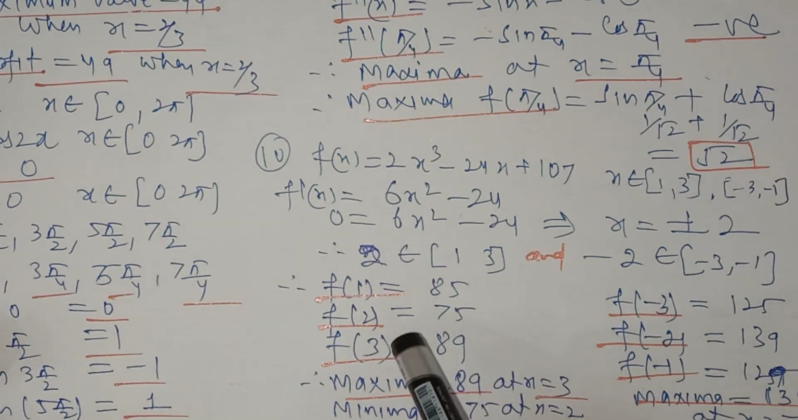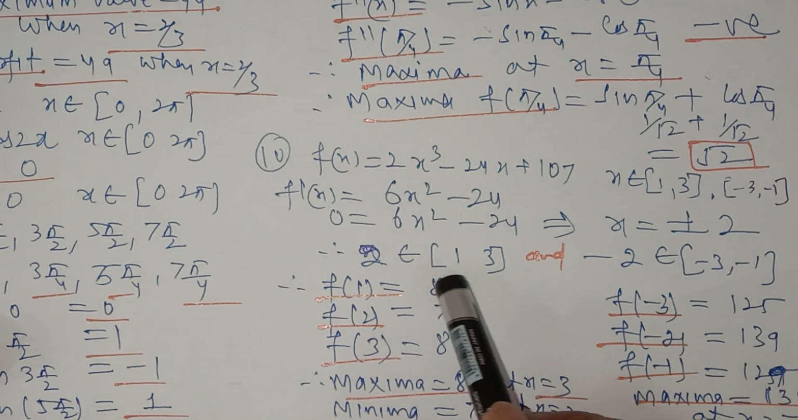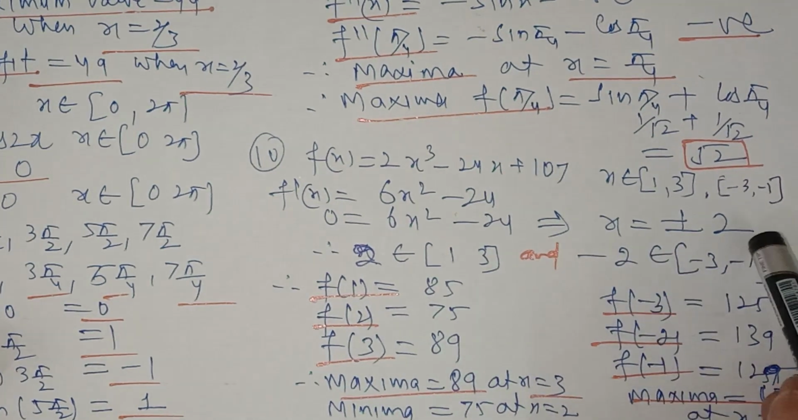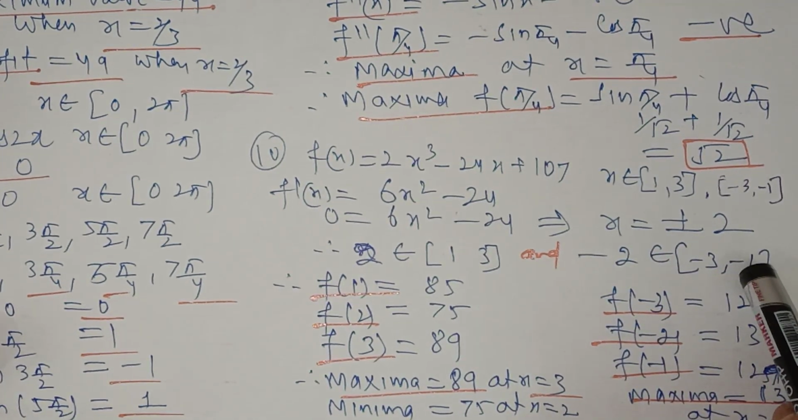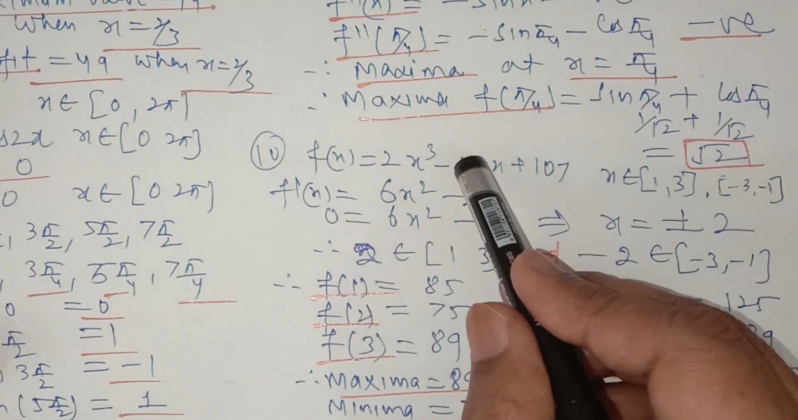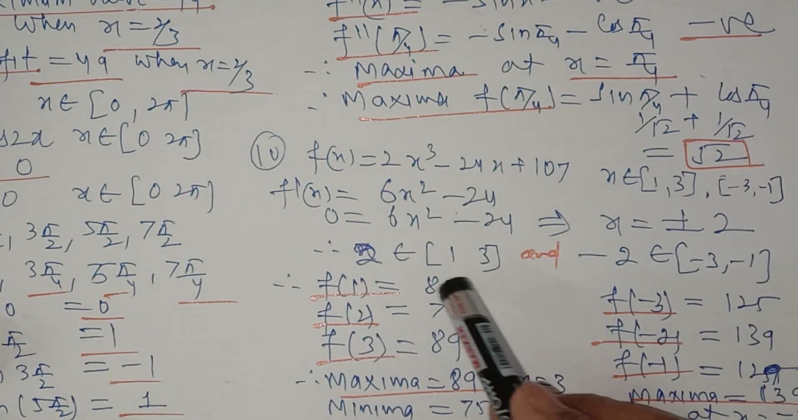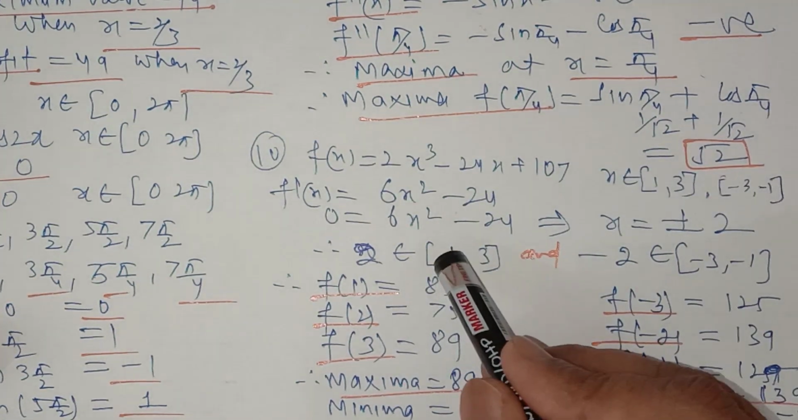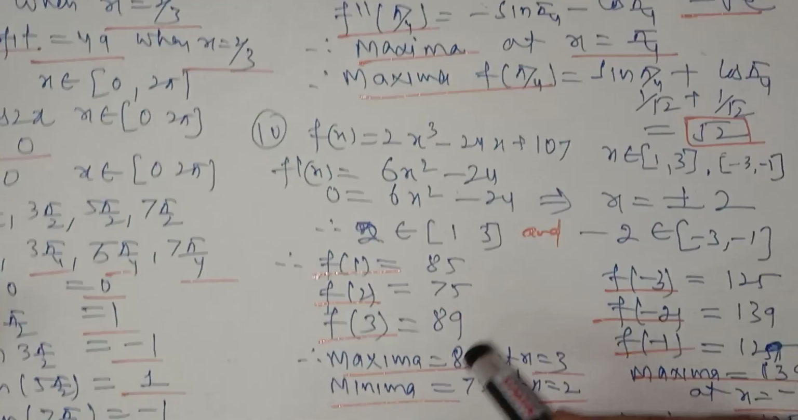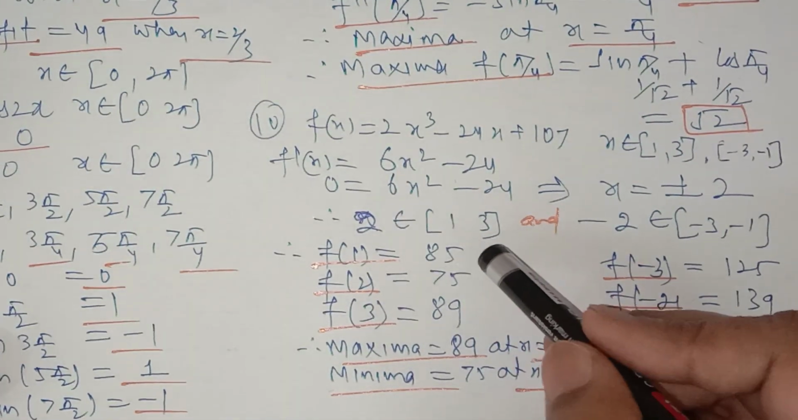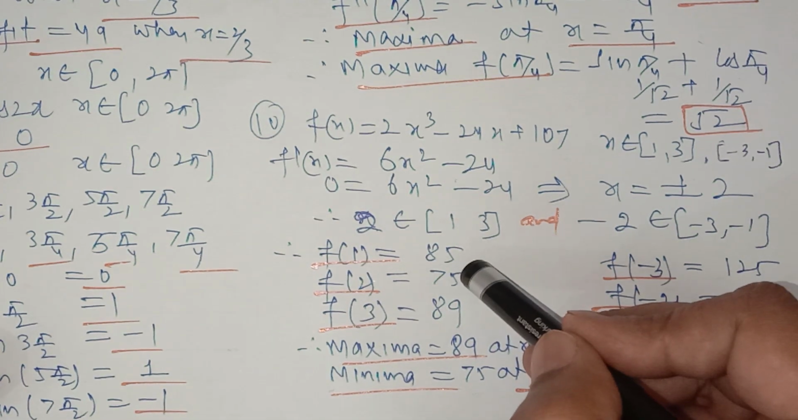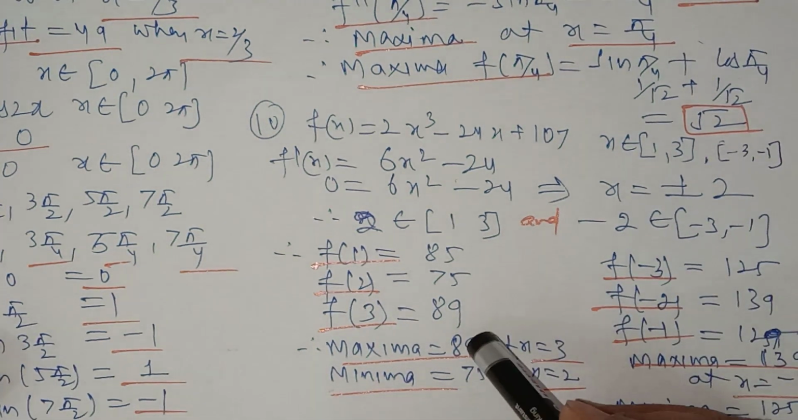So first of all, check the absolute maxima and minima in the interval 1 to 3, by taking the value 2, which belongs to this interval, and the value of x as minus 2 belongs to the other interval. Now replace f(1) in the original function, then f(2), then f(3), because the values of x are 1, 2 and 3. So we have absolute maxima at x equal to 3 and absolute minima at x equal to 2, which come out to be 75 and 89.